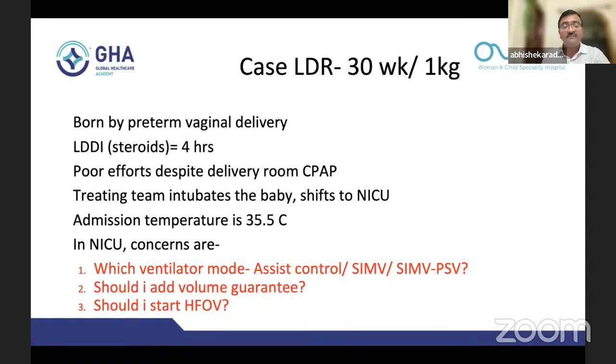In the NICU, the concerns from the treating team are, so the baby is intubated now, which ventilator mode should we choose? Is it assist control or SIMV or a hybrid mode, that is SIMV with PSV? Should we add volume guarantee? Should we start directly HFOV since we have a ventilator with HFO?